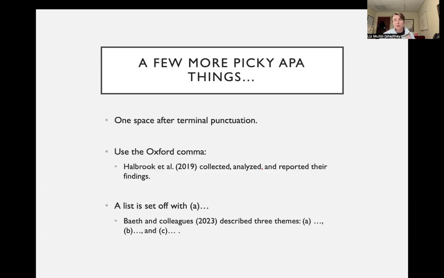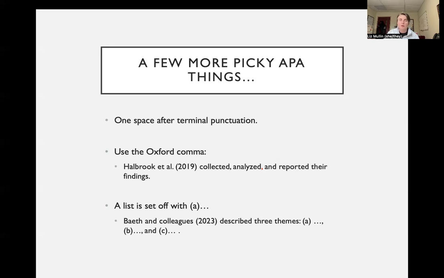See, there's always a few more APA picky things. I know we're almost done. We are almost done though. A couple of last things. These are mostly related to punctuation. At the end of a sentence, what's called terminal punctuation, you're going to use 1 space. It used to be period, space, space, and then you start the new sentence. It is just a single period and a space.